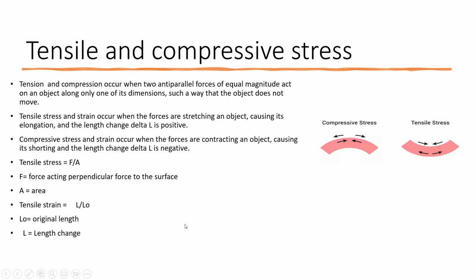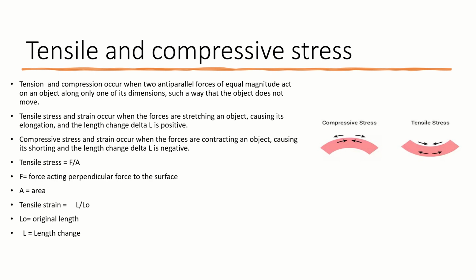And then next up is tensile and compressive stress. So tension and compression occur when two anti-parallel forces of equal magnitude act on an object along only one of its dimensions, in such a way that the object does not move. Tensile stress and strain occur when the forces are stretching an object, causing its elongation, and the length change delta L is going to be positive. While with compressive stress and strain, the forces are contracting an object, causing it to be shortened, and the length change delta L is negative.